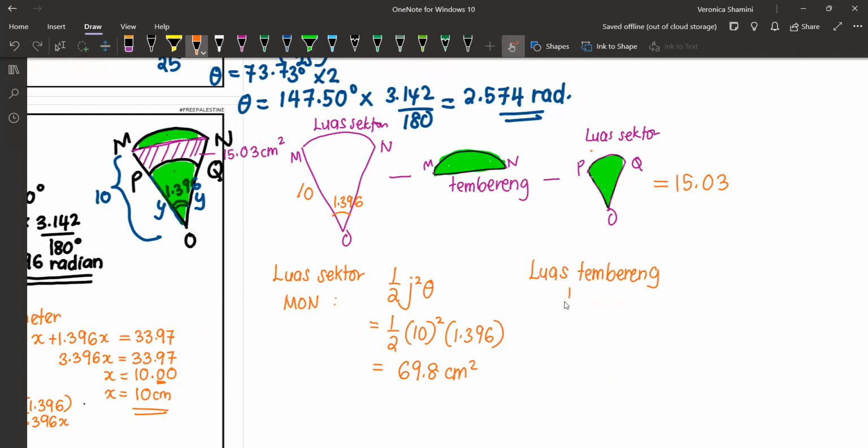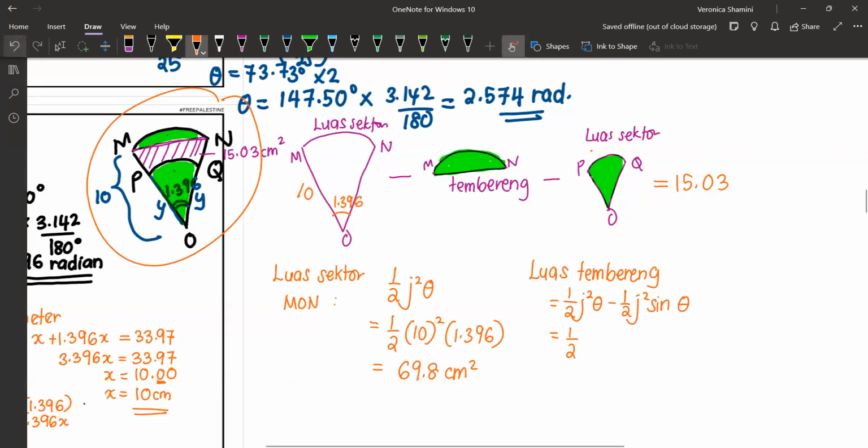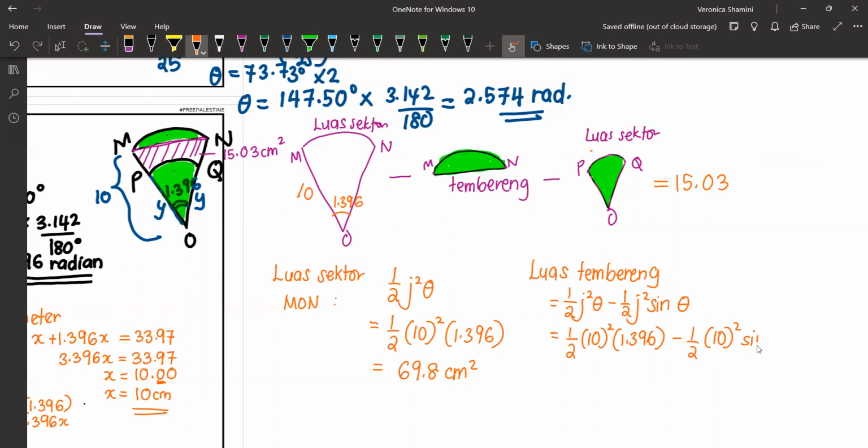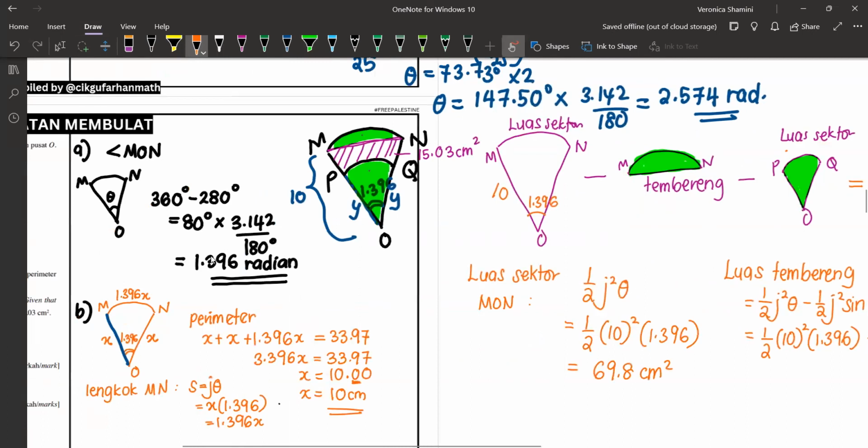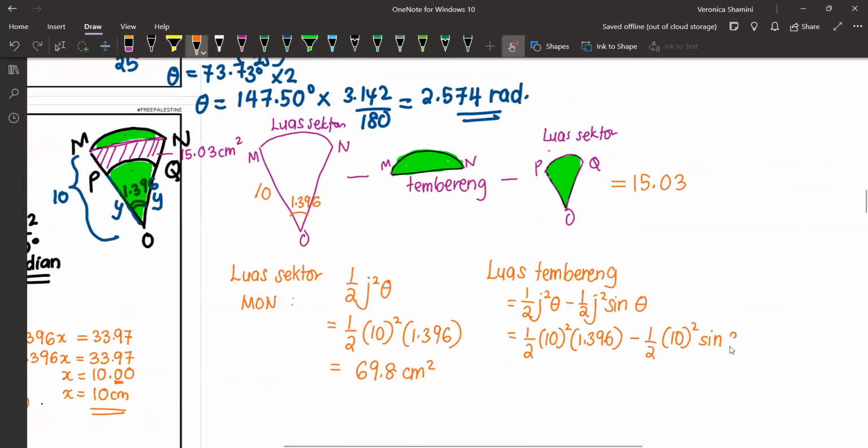Tembiring. Tembiring, you use this formula: 1/2 j square theta minus 1/2 j square sin theta. Okay, masukkan 1/2. Ini tembiring MN means use the whole thing, use the big sector MON. Okay, j dia 10, theta dia 1.396. Tolak dengan jejari 10. Okay, theta dia you have to use sebab ini sin kan. So jangan guna 1.39. You have to use the 80.